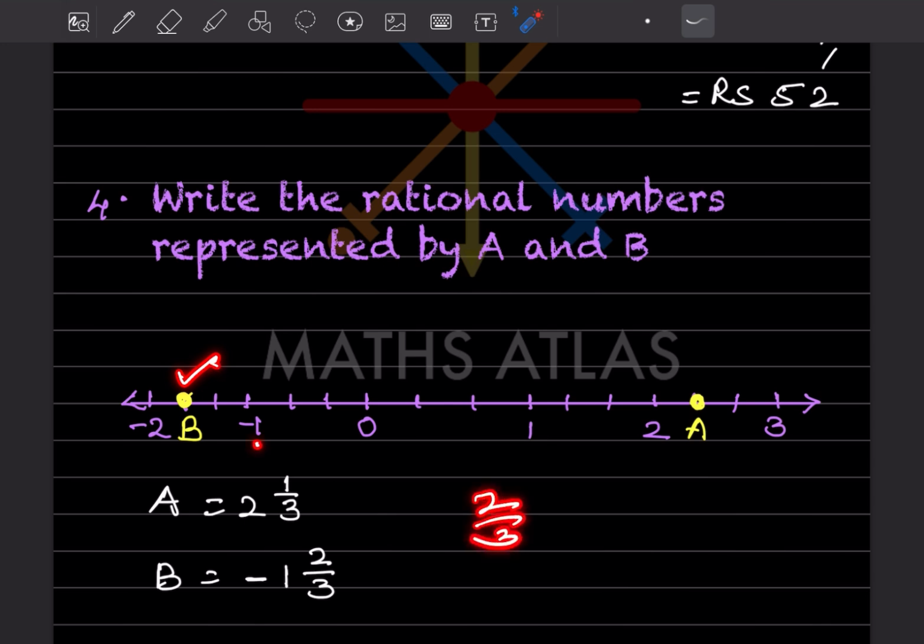But it will be what? Minus 1. The whole number will be minus 1. Rest to that, this will be minus 1. This will be 2 by 3. So but minus 1, 2 by 3. Because from here there are 2 divisions. So 2 out of these 3.